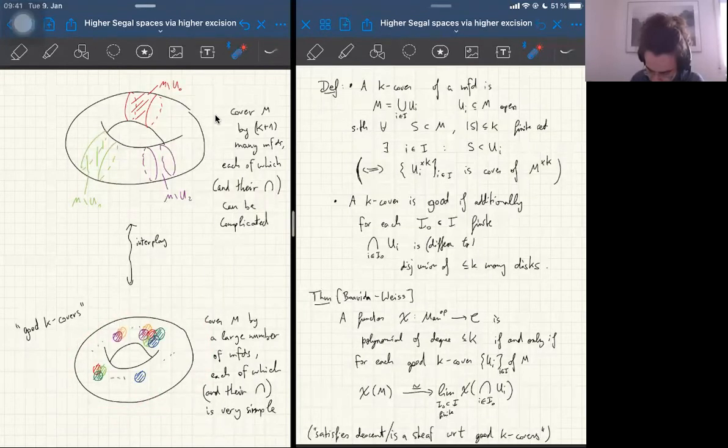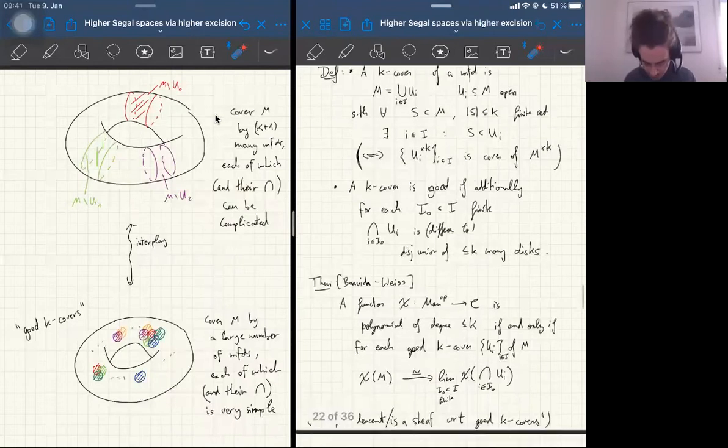So the theorem is that a polynomial functor of degree smaller equal k is the same thing as saying that I can glue for each good k cover. Whenever I have a good k cover, then the value at my manifold can be reconstructed as the limit of the value of all the finite intersections, which note are now all disjoint unions of disks. So the value here is hopefully very simple, but now of course I'm taking a limit over a much more complicated diagram. So the trade-off is that here I take a simple limit, but potentially over complicated things, and here I take a very complicated limit, but over simple things.